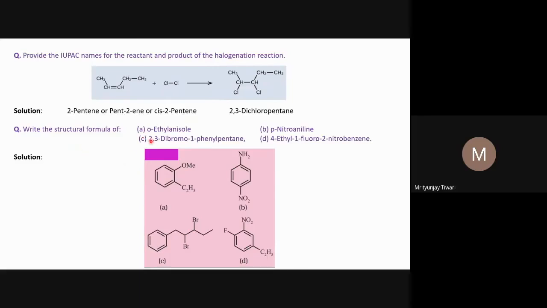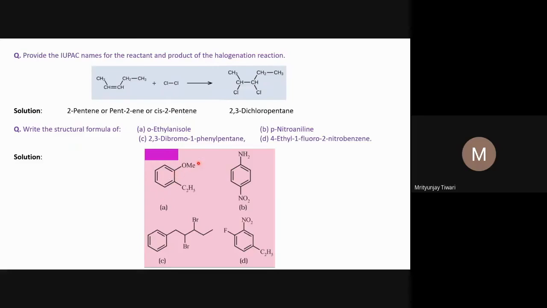So this compound is ortho-ethyl anisole, and ortho-ethyl anisole is given. It means what? It is 1,2-substitution because that is why the ortho term is used. And this base compound is anisole, so the numbering will always start from the OMe group. Anisole is a benzene ring having an OMe group, so the numbering will start from OMe, and the other name of this compound is 2-ethyl anisole. So either this compound is ortho-ethyl anisole or 2-ethyl anisole, same compound.